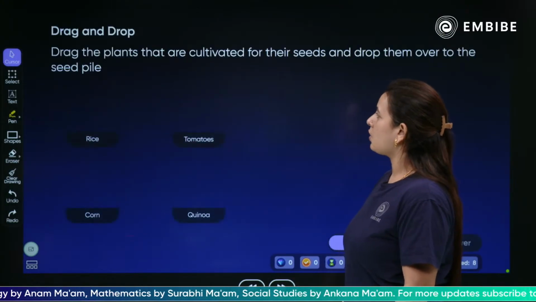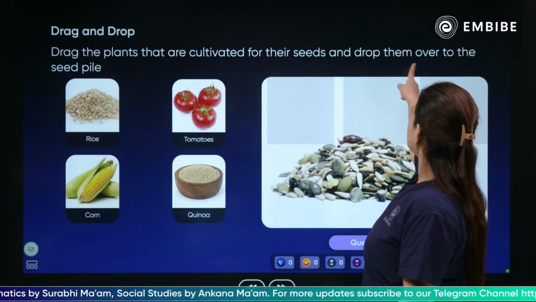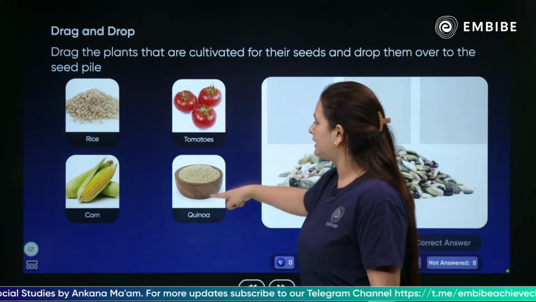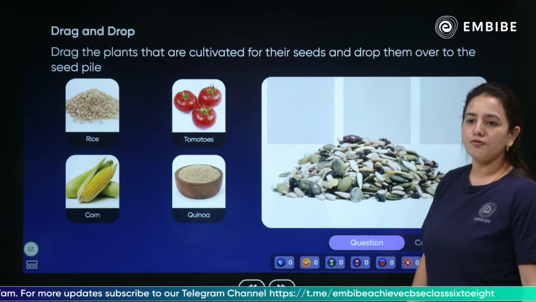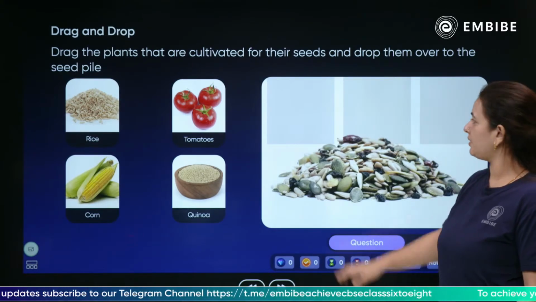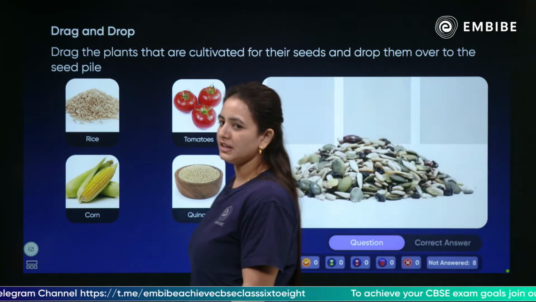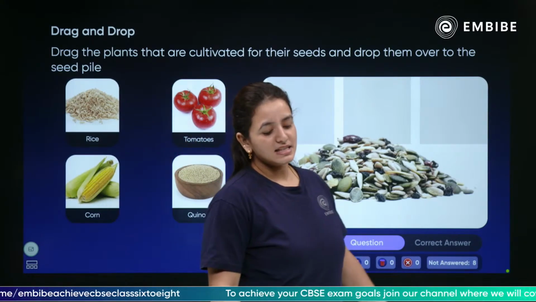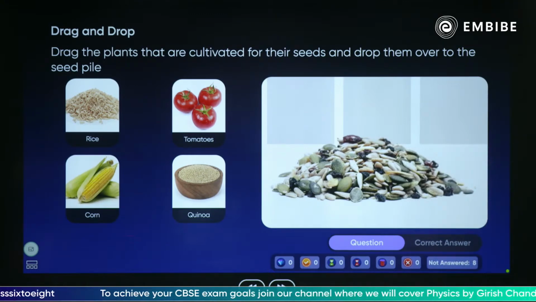Moving forward, children, drag and drop the items that are cultivated for their seeds over the seed pile. What do you think among them are cultivated for the seeds? Which are the foods which are the seeds? Come on, drag and drop these three, that these three are cultivated because of their seed. Because the edible part of that plant is the seed. What is that?